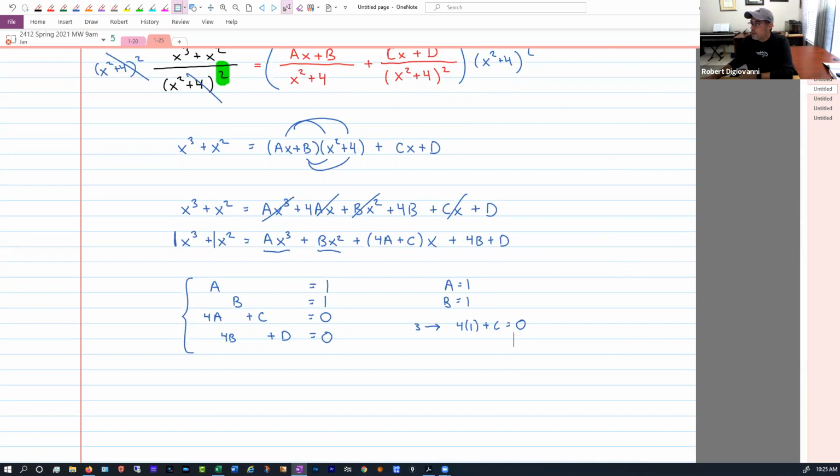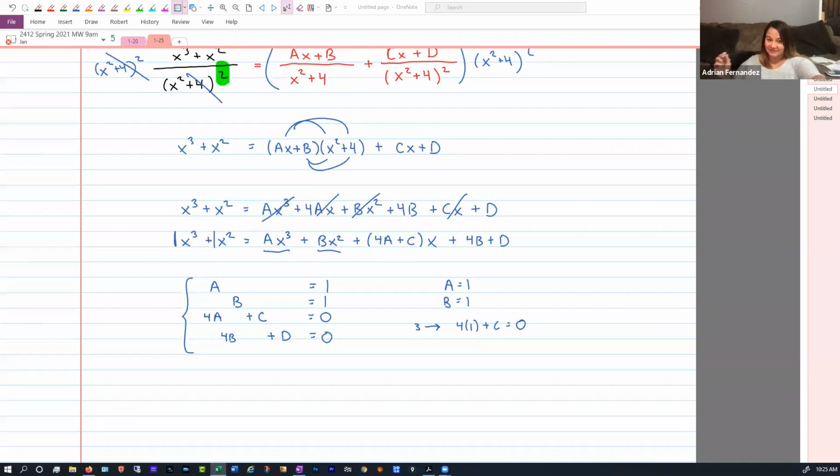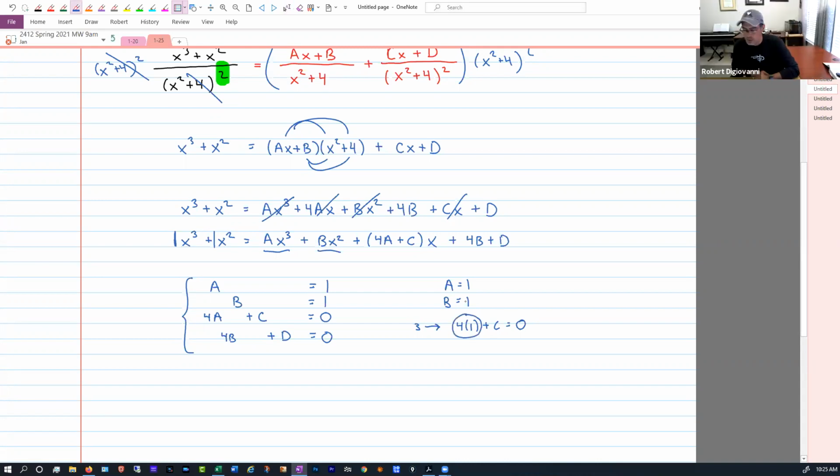So Lauren, what's c? I was just doing it. It is negative 5. That's 4 times 1. Right? This right here is 4 times 1, not 4 plus 1. So that's 4 plus c is 0. Right? And negative 4. Okay, so c is negative 4. Good. We're almost there. We just need d.